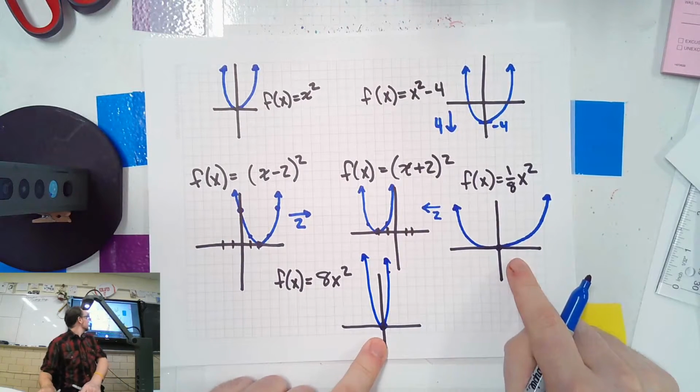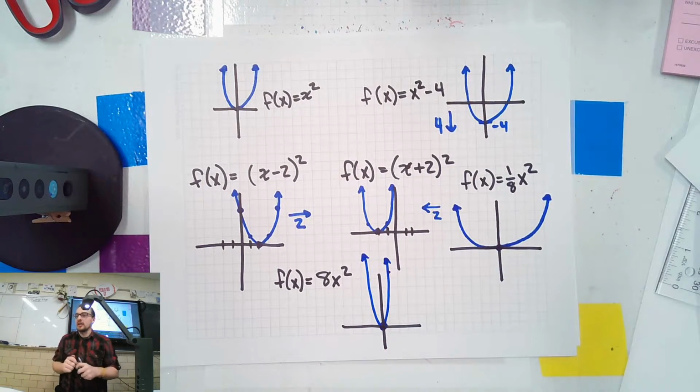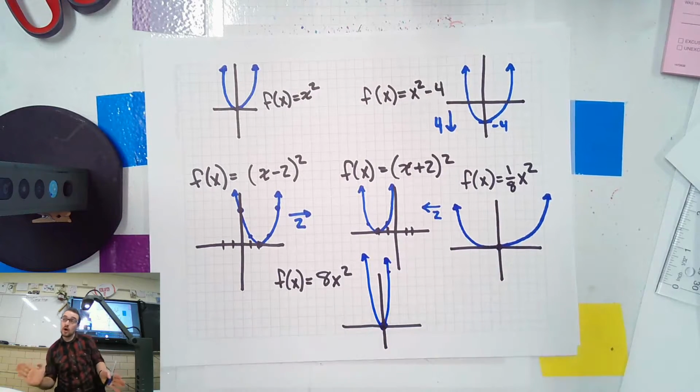The bigger the number, the faster it grows. That makes sense, right? And the smaller the number, the slower it grows. Slow growth over time makes a wide parabola, and fast growth shoots off like crazy, so it's going to go up really quick. You're gonna fall asleep.